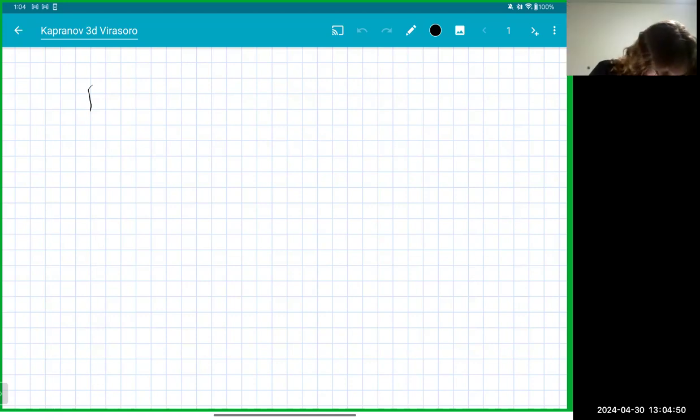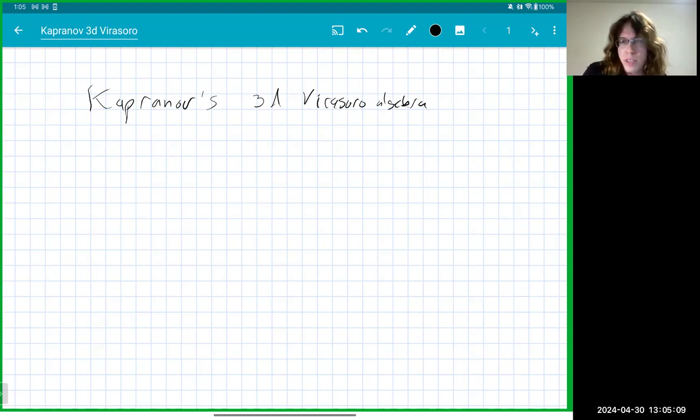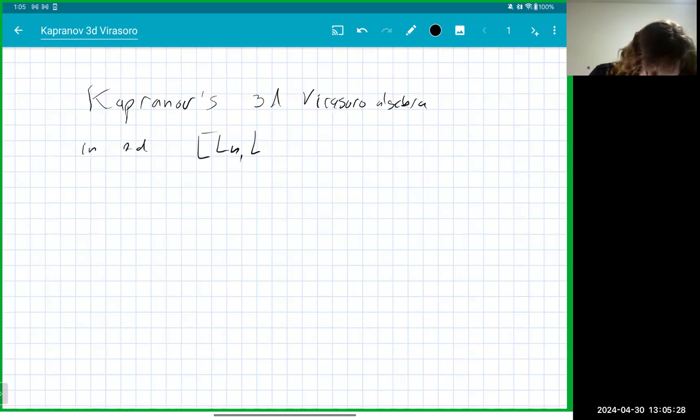Yeah, I'm ready. So as was introduced, I'll be talking about Kapranov's higher dimensional Virasoro algebra. I mostly focus on the 3D case, or how we call it, the derived conformal algebra. As you probably all know, the algebra of local conformal symmetries in two dimensions is infinite dimensional. It's the Virasoro algebra.